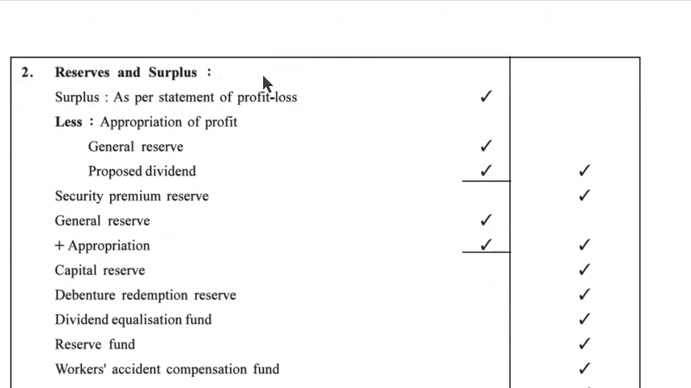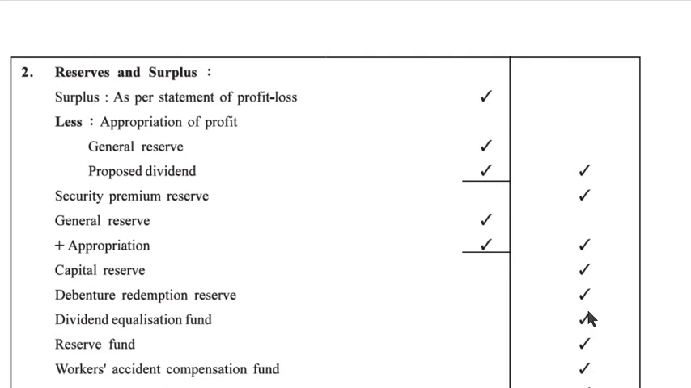Now after that, reserve and surplus. Surplus as per statement of profit and loss, less appropriations: general reserve, dividend, and afterward the outer column. Securities premium, outer column. General reserve plus appropriations, and afterward we have to write the outer column. Capital reserve, debenture redemption reserve, dividend equalization fund, reserve fund.